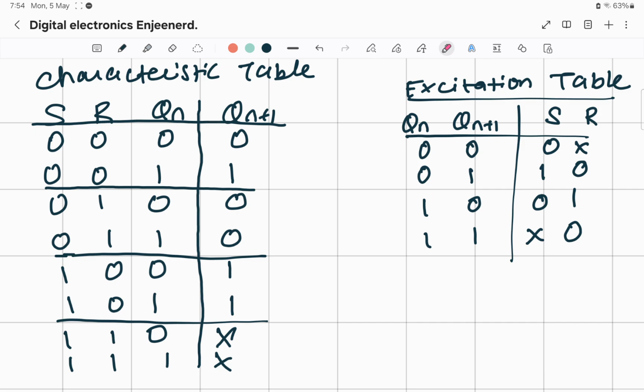The best way to remember this is you remember 2 crosses at the extreme ends diagonal, and then you write 0, 1, 0, 0, 1, 0. Because while solving numerical problems for counters and other things, you will have to remember this excitation table. So the best way to remember this is 0, X, X, then 0, 1, 0 and 0, 1, 0.